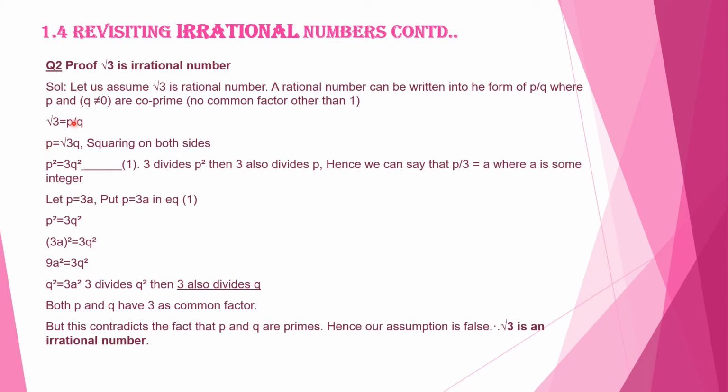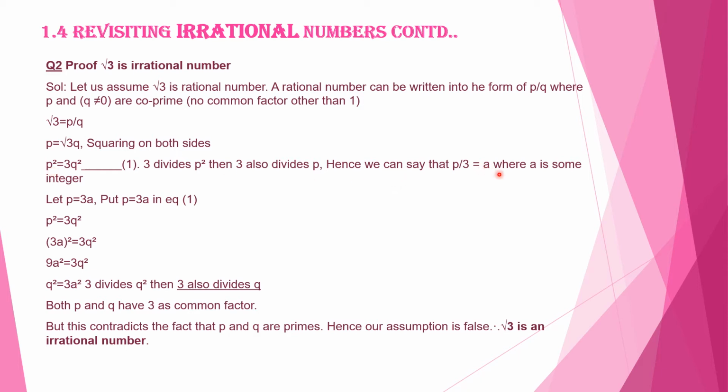So now how can you write it? You can write p equal to root 3 q. Now you apply a square on both sides. p square will become 3q square. This will become your equation 1. Now here if you see, 3 can divide p square, 3 can divide p. So p by 3 does exist.